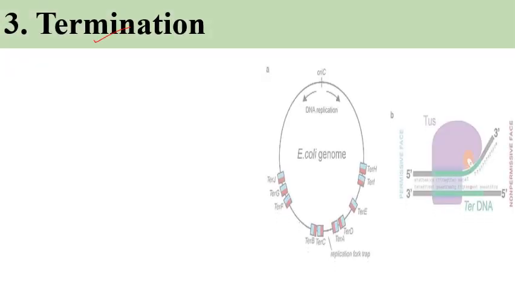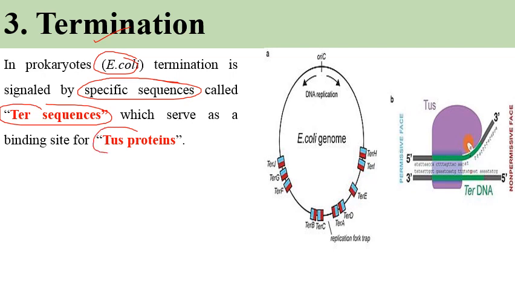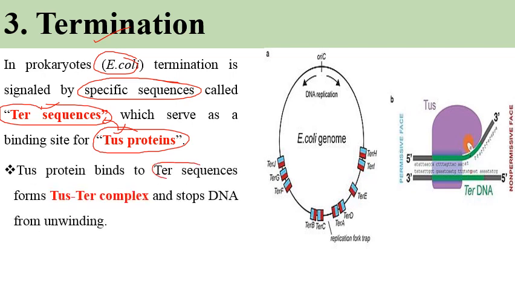And the last step in case of DNA replication is termination. In prokaryotes, for example, in case of E. coli, termination is signaled by specific sequences, जिन्हें कहा जाता है TER sequences, which serve as a binding site for some special proteins which are known as TUS proteins. So TER sequences और TUS protein ये दोनों एक complex बनाती हैं that leads to termination of DNA replication. So this TUS protein binds to TER sequences to form Tus-Ter complex and stops the DNA from unwinding, जिससे DNA की further unwinding नहीं हो पाती है, जो replication fork है वहाँ से आगे.